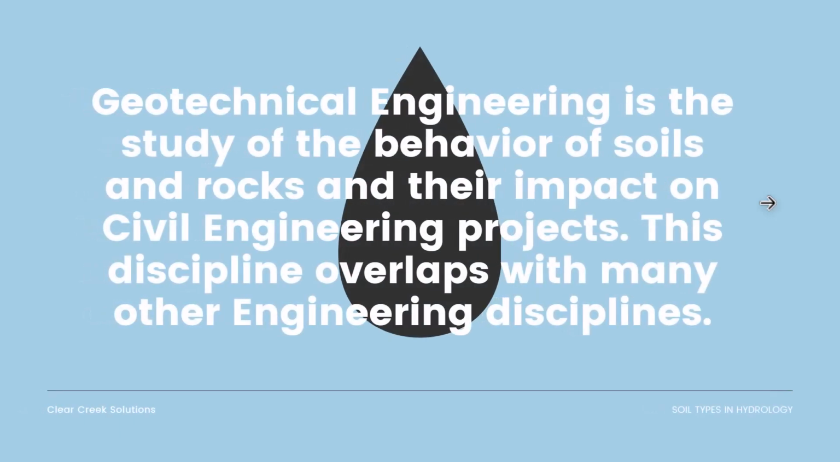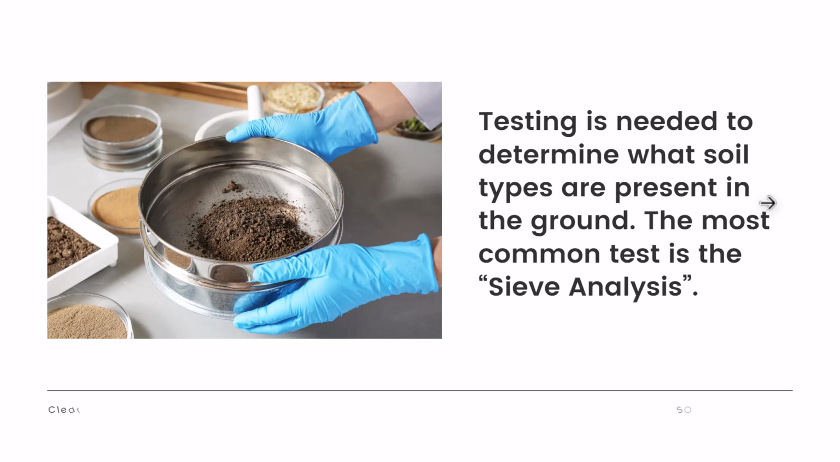So geotechnical engineering is the study of the behavior of soils and rocks and their impact on civil engineering projects. And this discipline overlaps many other engineering disciplines. So geotechnical engineering is very much wrapped up in things like stormwater design or stormwater engineering, or even things like structural engineering when determining if structures can hold up, right? So the ground that we stand on is really going to impact everything else that we do in the engineering field. So it's very important that what is done in the geotechnical engineering field is taken into account in these other disciplines when we're building out projects.